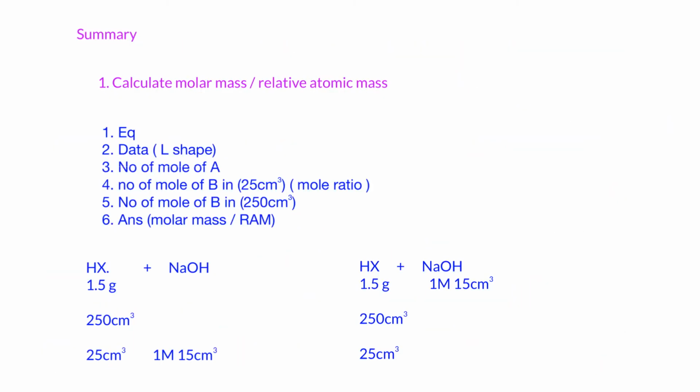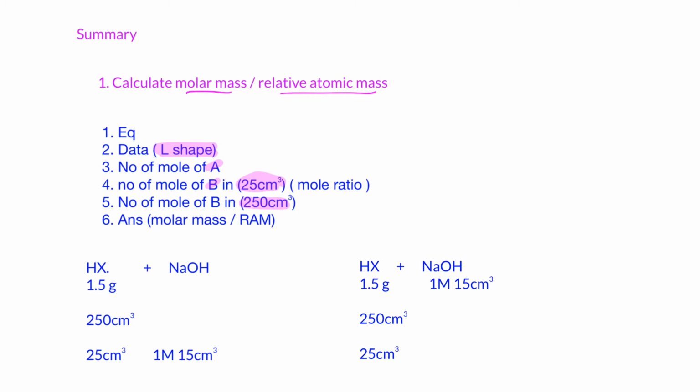So, summary. In this video we learned about calculations of molar mass and relative atomic mass. More or less, the steps are exactly the same. Remember the data, because it is not just one solution and then do titrations. We are extracting part of it from a stock solution. So better to arrange them in an L shape. Find A first and then B. Remember, A has to be in 25 cm cube, and then you have another B, which is 250 cm cube, and finally you do the calculation.